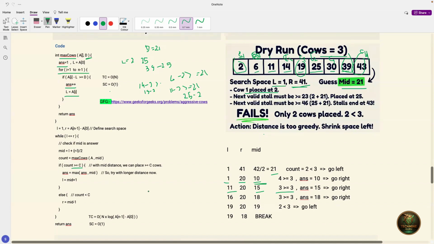So for that, we will move towards the right side, and for moving towards the right side, we will do L is equal to mid plus 1. So our previous mid was 15. Now our L will be equal to 16, and R will be the same only. Now our mid is 18.